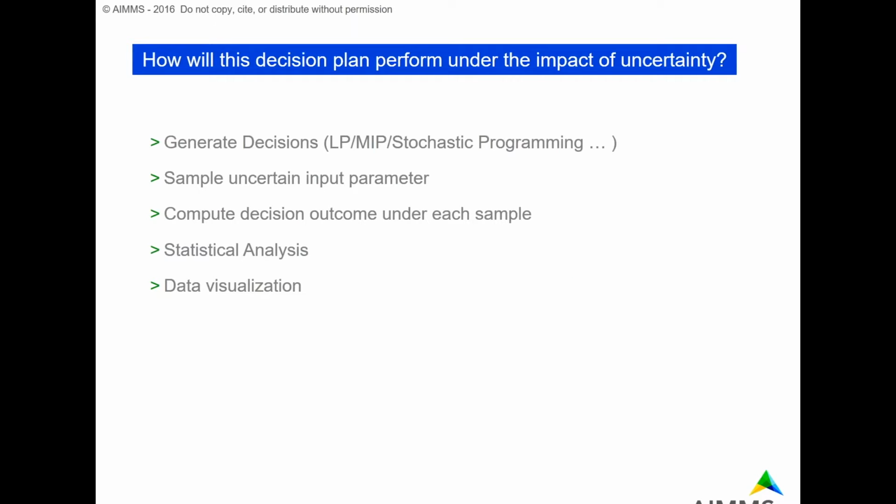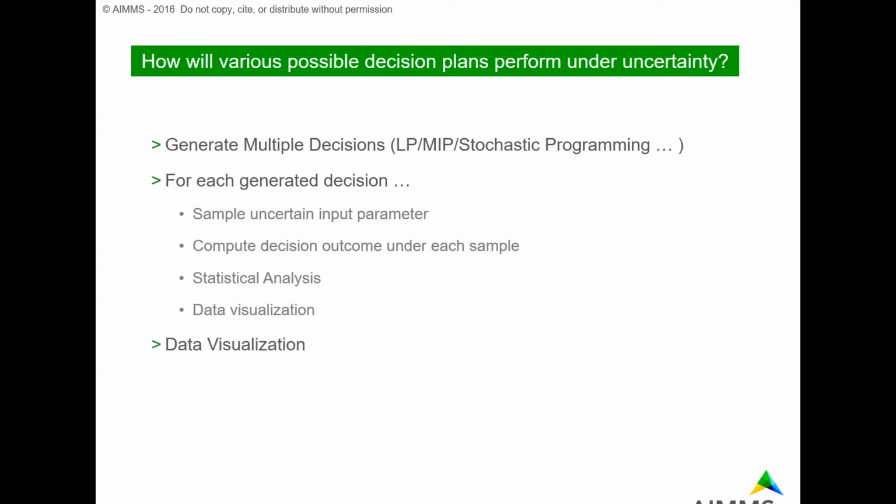So far, what we have done is follow the steps to perform a Monte Carlo simulation. By doing this, the simulation helps us understand how the decision we made in the first stage, during the MIP solving, performs under the impact of uncertainty. So then we answer this first question. The next question is, how will various possible decision plans perform under uncertainty?